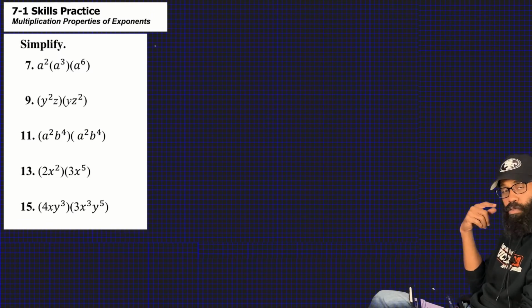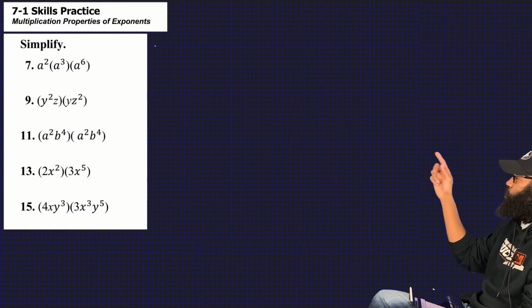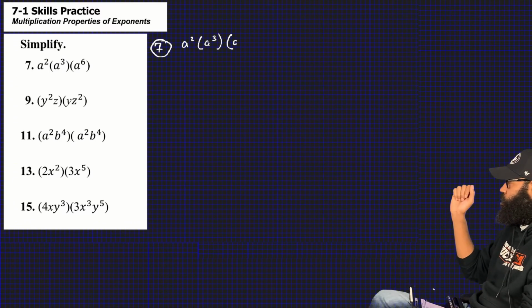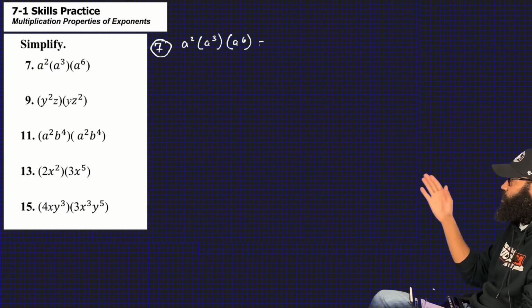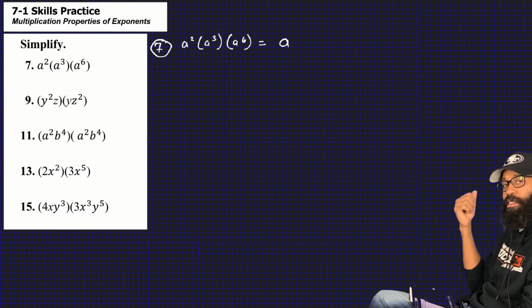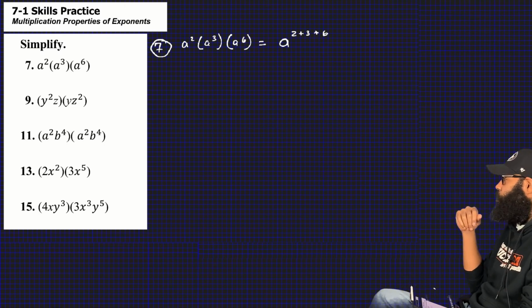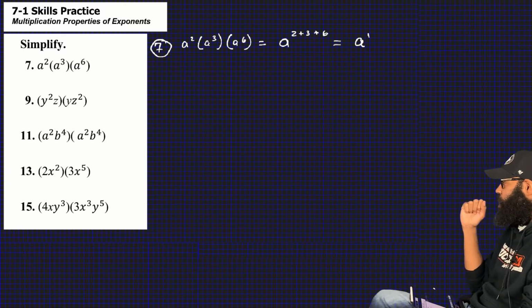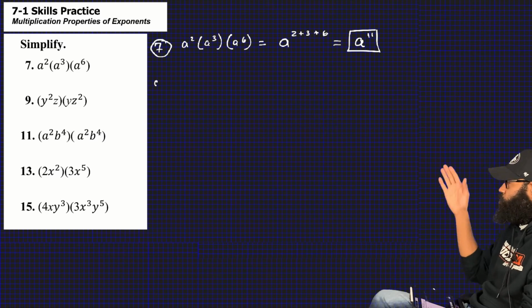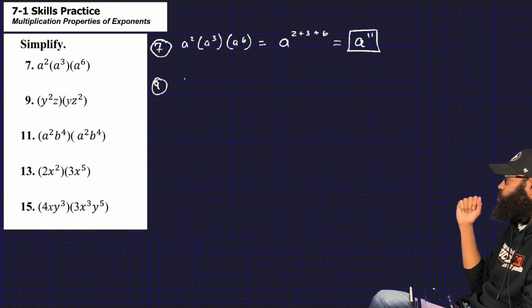Simplify. In other words, do the problem. The first one has a squared times a cubed times a to the 6th. They're all a's, and how many total a's do I have? I can write it out, a times a times a times a, and so on. No, I'm using the rule. When multiplying exponents, we add them. So 2 plus 3 plus 6 is 11.